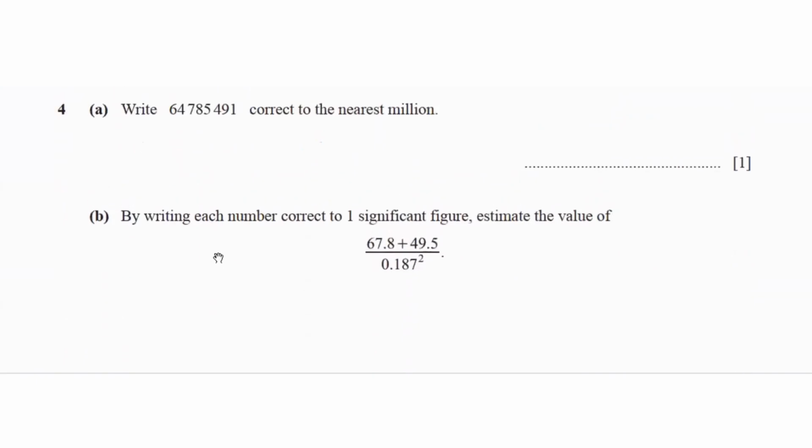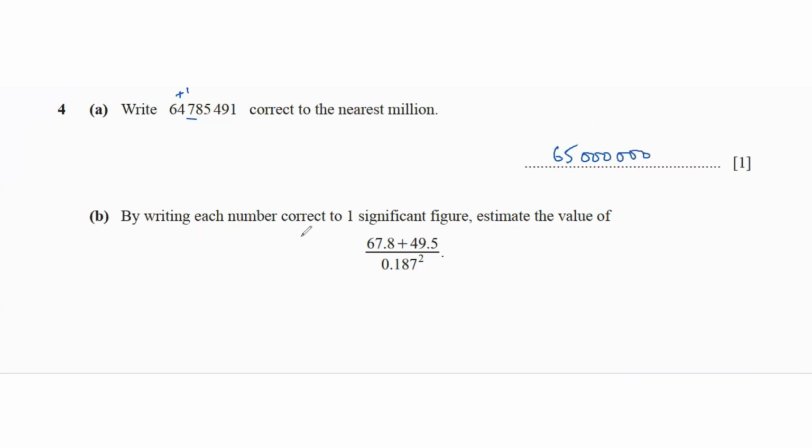Question 4 says write 64,785,491 correct to the nearest million. So we're going to focus on the digit 7. Since 7 is greater than 5, 4 would get 1 added to it, and it would be 65 million.